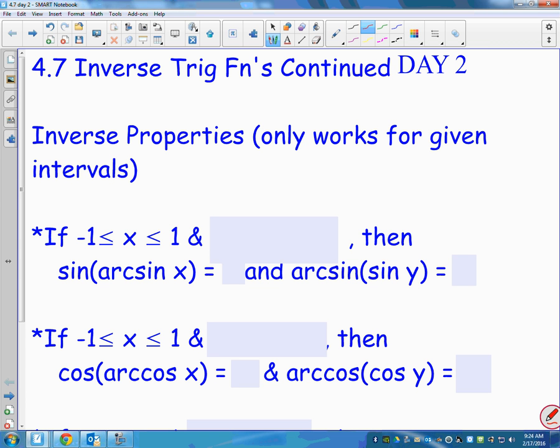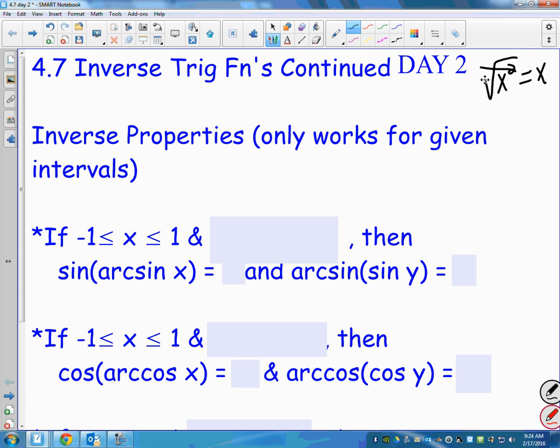But really, really important that if you want things to just cancel out, it has to be over those specified domain ranges that I gave you yesterday. Which means if you're not sure, you might have to do a little bit more work to figure some things out. Right? Like we know if I take the square root of x squared, they're inverses, they just cancel out and I get x back.